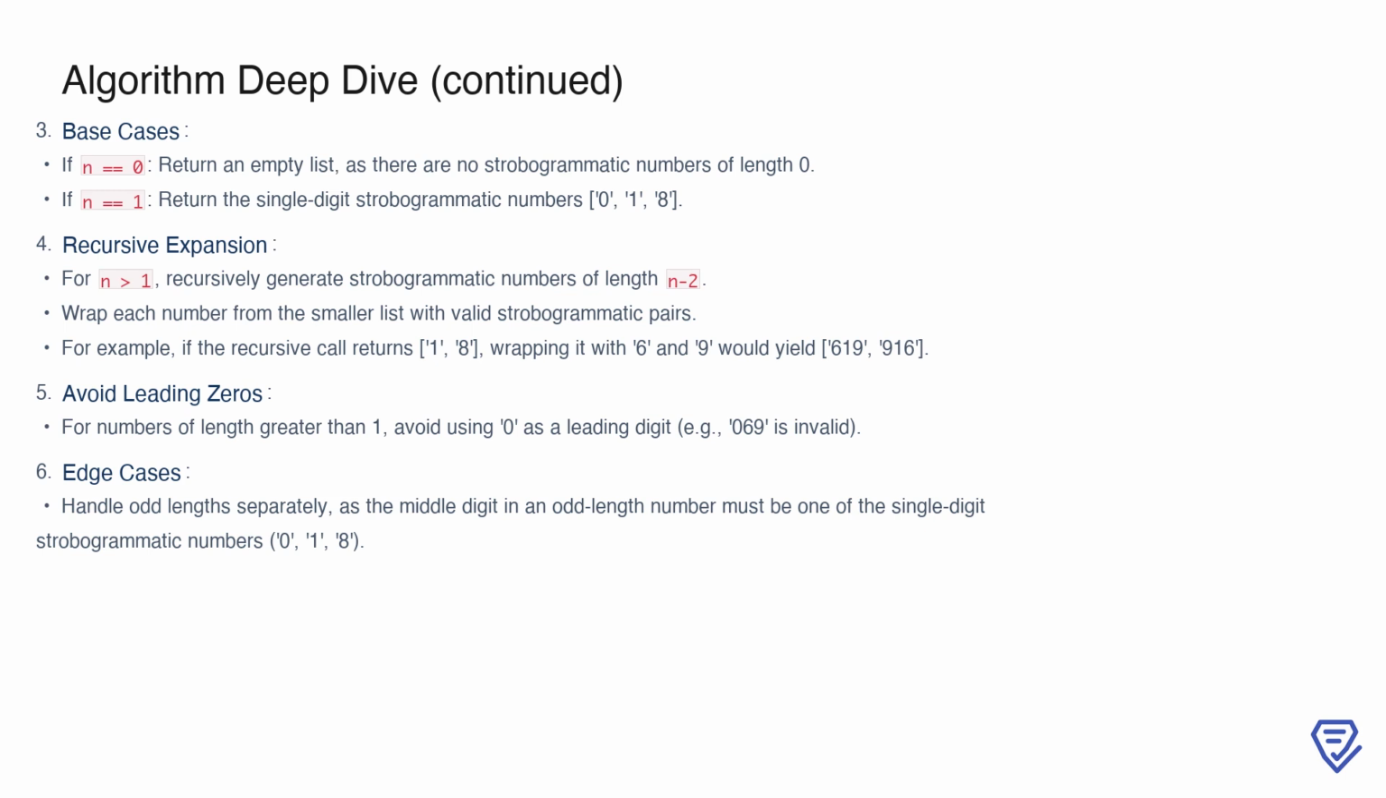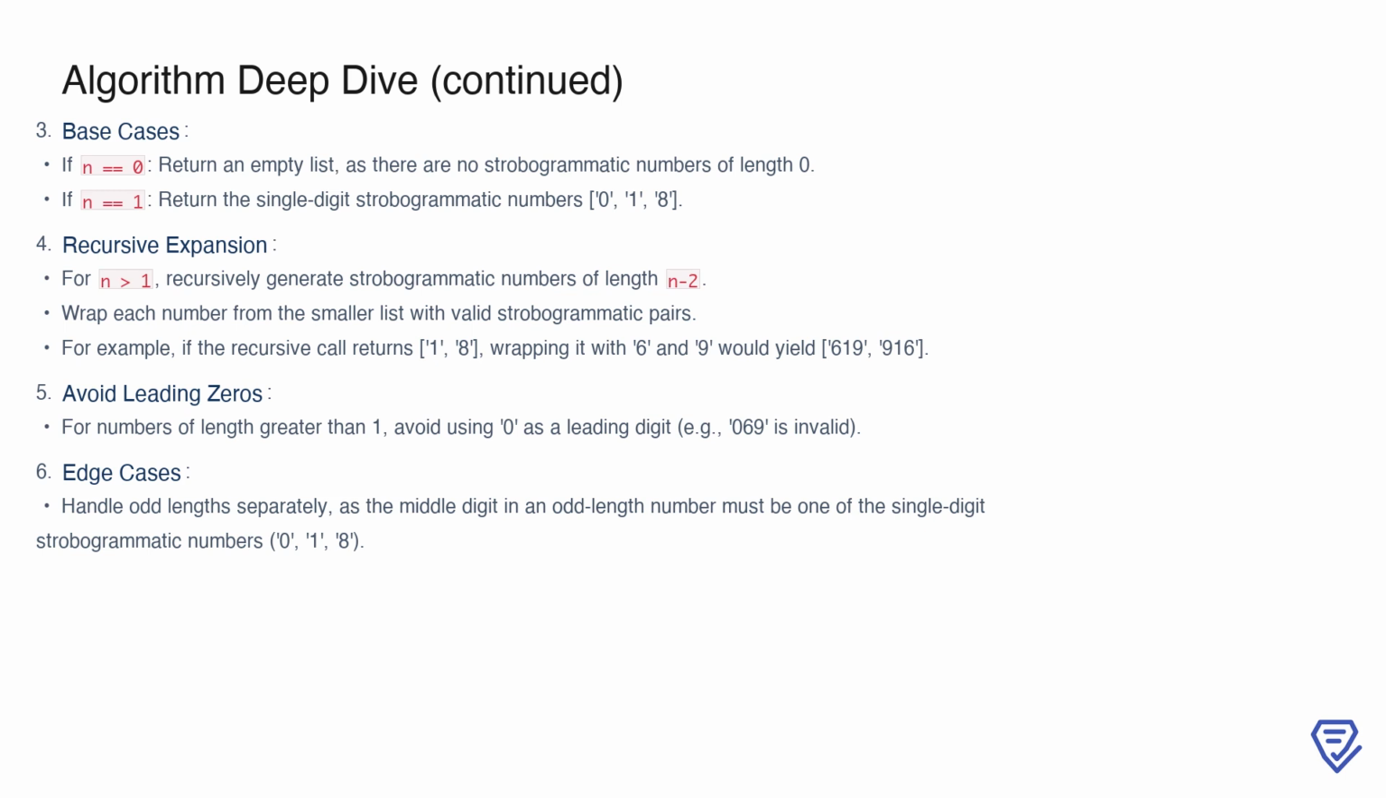For the base cases, if n is 0, we simply return an empty list since there are no strobogrammatic numbers of length 0. Similarly, if n is 1, the result is the single-digit strobogrammatic numbers, 0, 1, 8. For lengths greater than 1, we use recursion. We first generate strobogrammatic numbers of length n-2, which are smaller subproblems. Then, we wrap these smaller numbers with valid pairs at both ends.